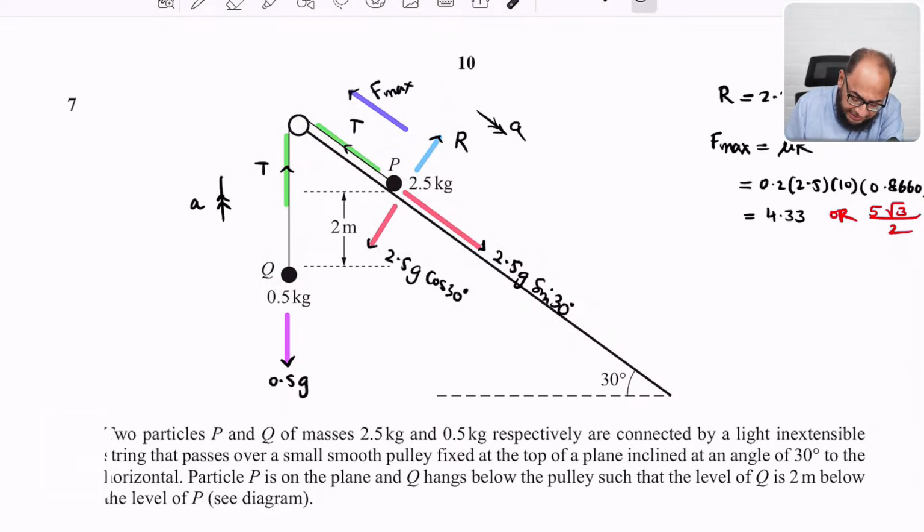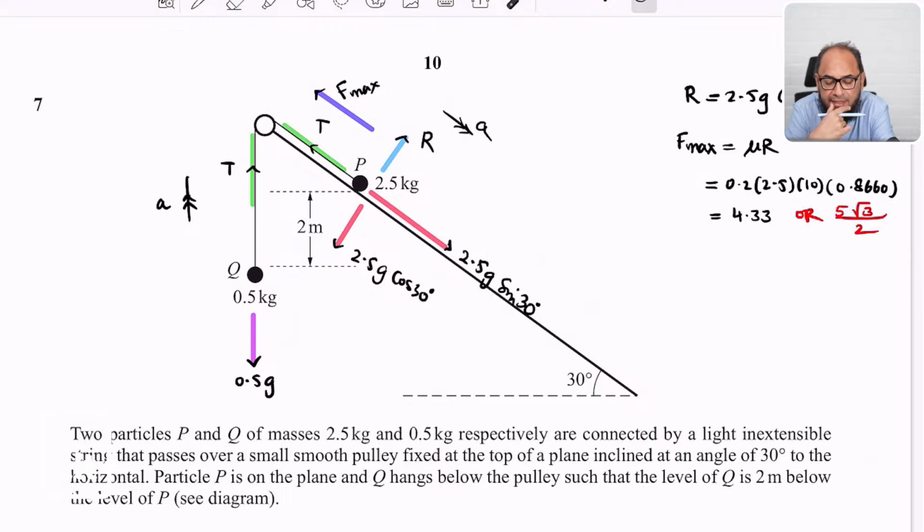So now, the first thing in a friction question is to first find R. Remember that question over there, with tension and I think 28 degrees and 35 degrees, we also got hold of R first. That was in terms of T. This is in terms of numbers. So R is 2.5 g cos 30. F max is mu R. This comes out to be 4.33.